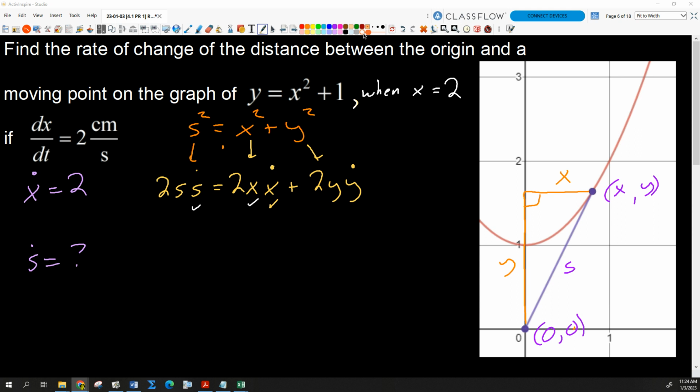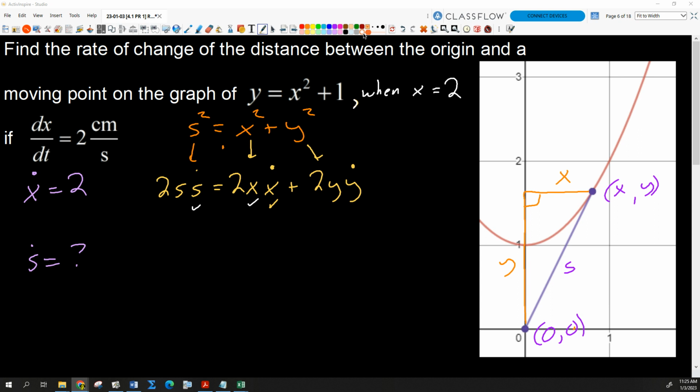I can do that. In some cases I might need to. If they were asking information about y, I definitely need to do that. Now they're not this time though, are they? It's a very good idea, and it's a route we definitely could take here. They're really just wanting us to find s dot though.